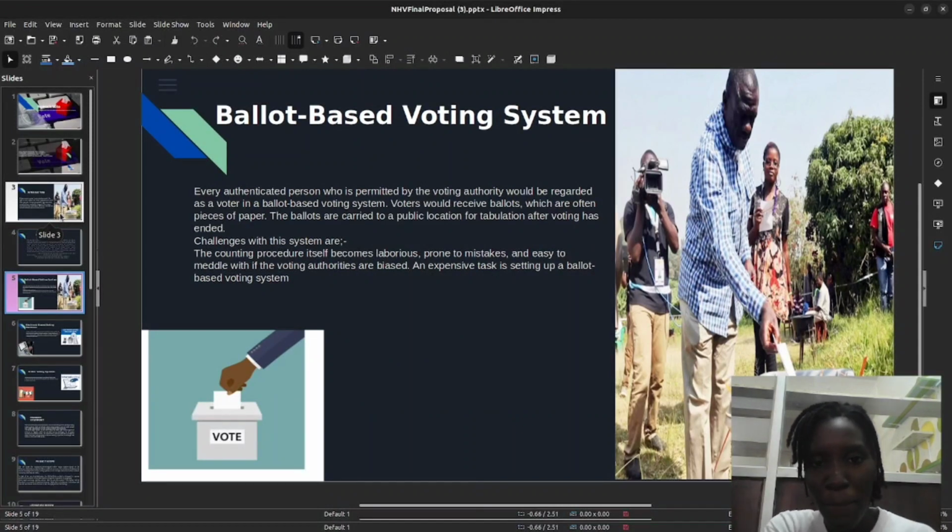So the ballot-based voting system: every authenticated person who is permitted by the voting authority would be regarded as a voter in the system. Voters would receive ballots, which are often pieces of paper. The ballots are carried into a public location for tabulation after voting has ended. This system has challenges: the counting procedure itself becomes laborious and prone to mistakes, and it's easy to meddle with if the voting authorities are biased. An expensive task is setting up a ballot-based voting system.